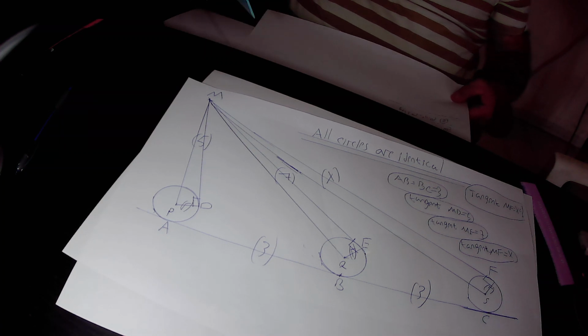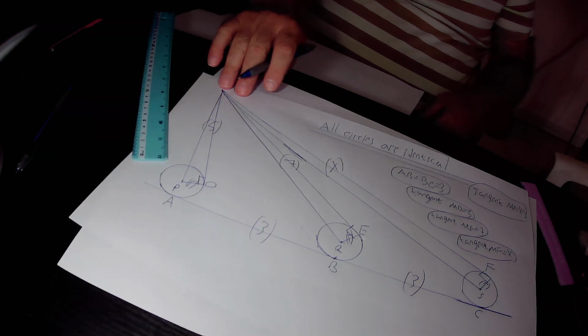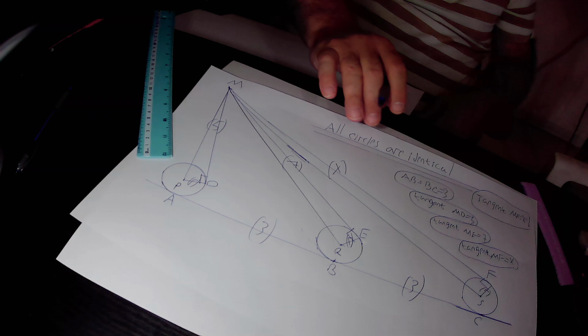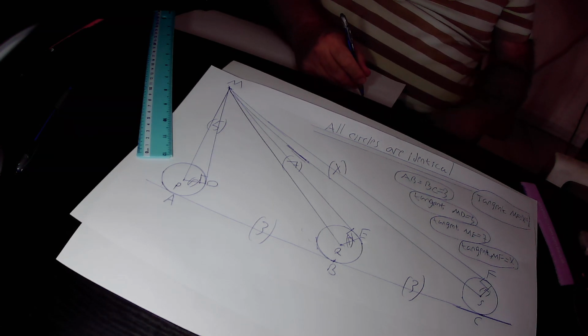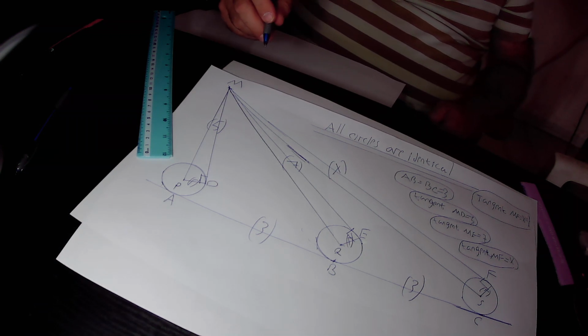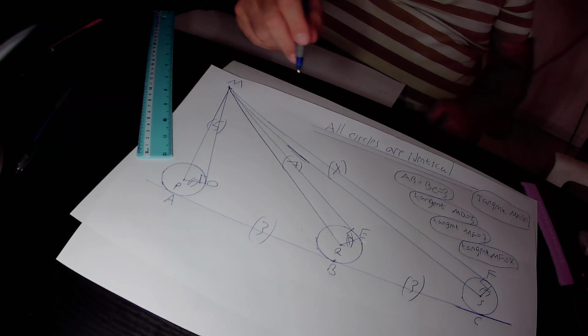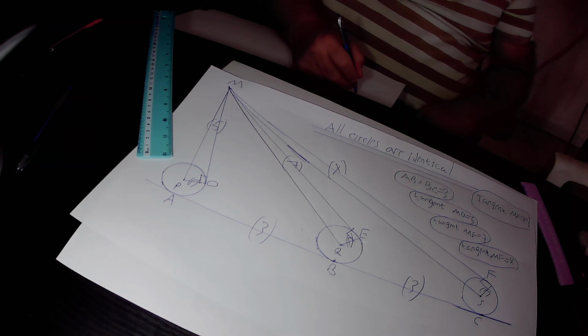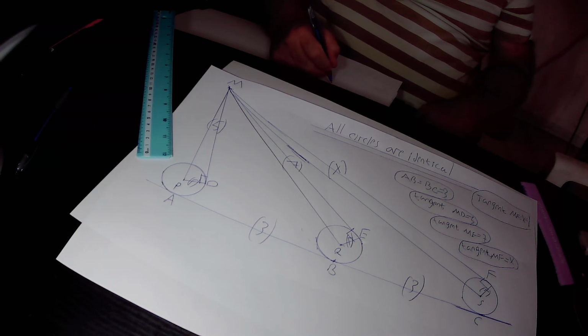We implement the Pythagoras theorem on this right triangle, triangle MFS. According to the Pythagoras theorem, in the right triangle MFS, MS squared, that is the square of the hypotenuse, is equal to SF squared plus MF squared.